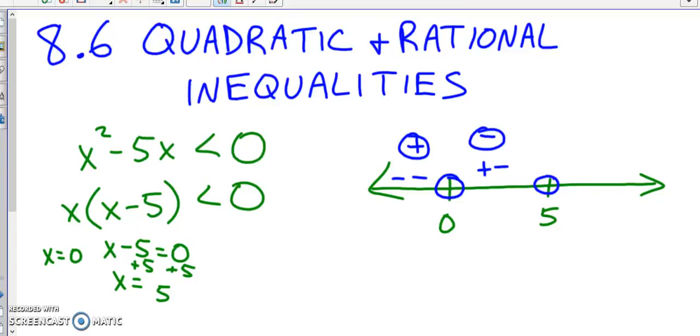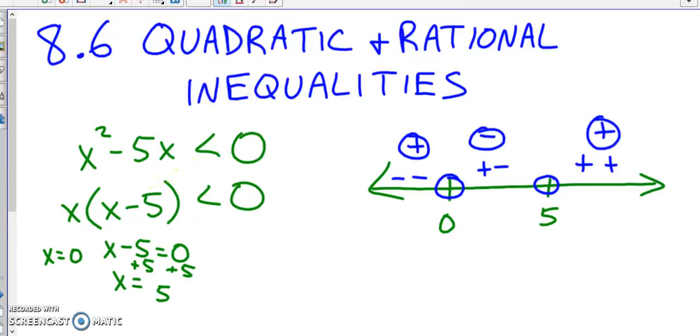Now let's pick a point from over here. We could pick 10 billion, because that's bigger than 5. So 10 billion is positive. 10 billion minus 5 is also positive. So positive times positive is positive.